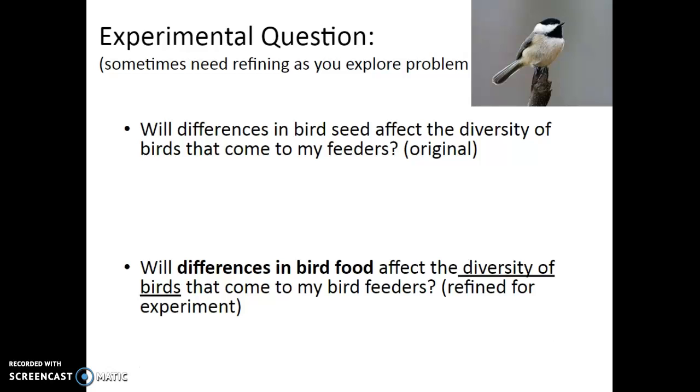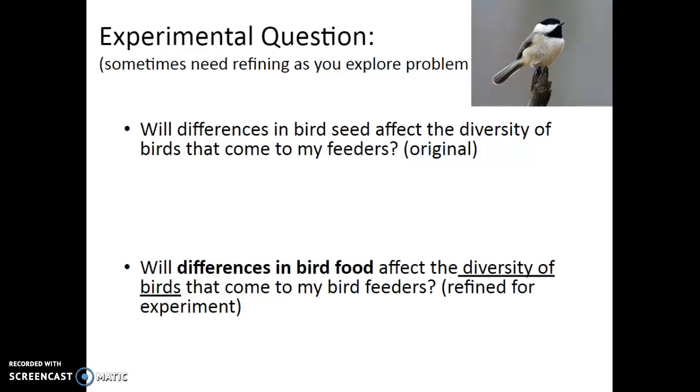So we go out in the world and we observe things, and that makes us wonder. And our wondering sometimes leads us to questions about the natural world. Sometimes we can look them up or look up the answers. Sometimes we can do a little observational study. Sometimes we want to explore something that could be experimental. And so sometimes you develop an experimental question.